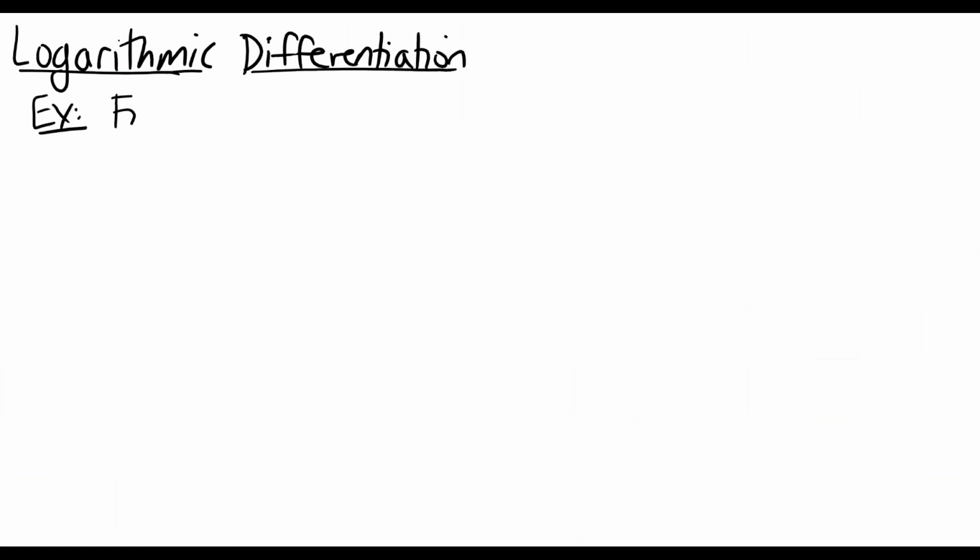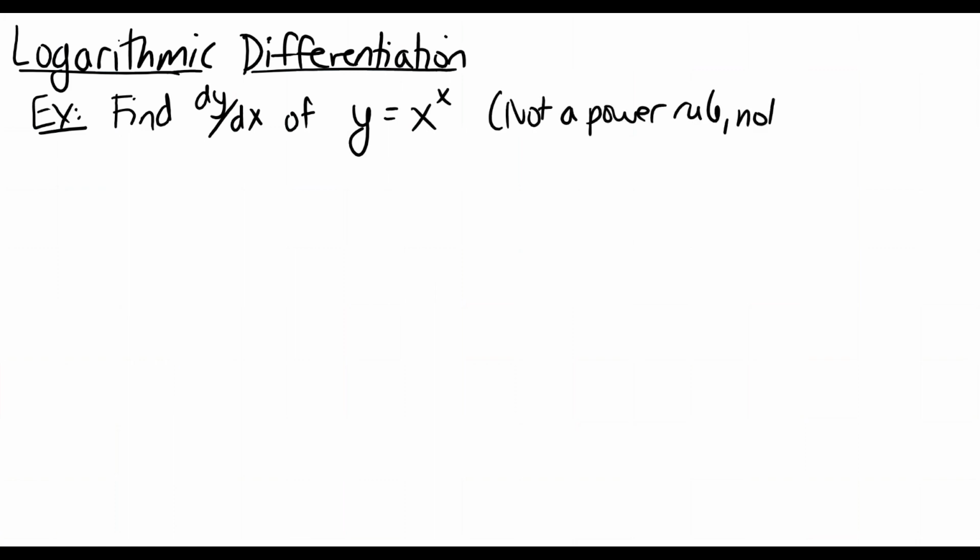Suppose we want to find dy/dx of y equals x raised to the x. If we think over our derivative rules, we realize that none of them apply. If we want to use the power rule, then the exponent must be a constant number, which doesn't work here. And if we want to use the exponential rule, then we need a constant in the base, which doesn't work here either. The issue here is that pesky x in the exponent.